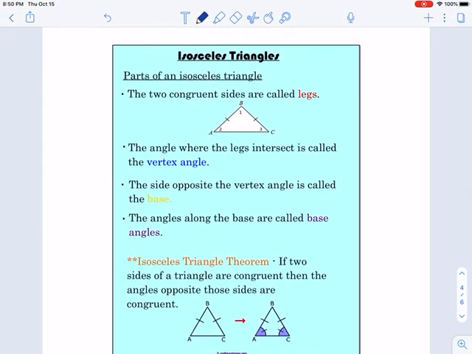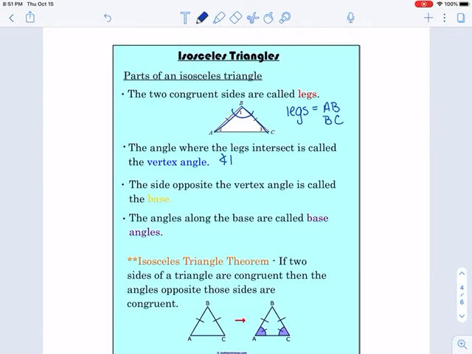Okay, so parts of isosceles triangles here. The 2 congruent sides in an isosceles triangle are called legs. So in the triangle that you're looking at here, your legs would be AB and BC. The angle where the legs intersect is called the vertex angle. So again, if I highlight those legs, the angle that's formed is angle 1. So angle 1 is your vertex angle in that picture.